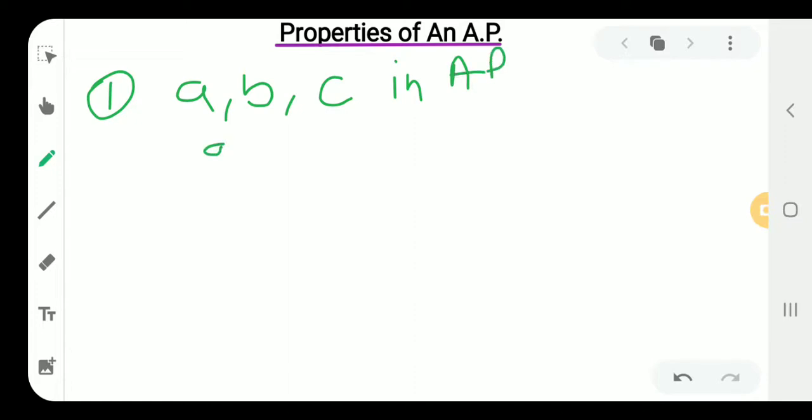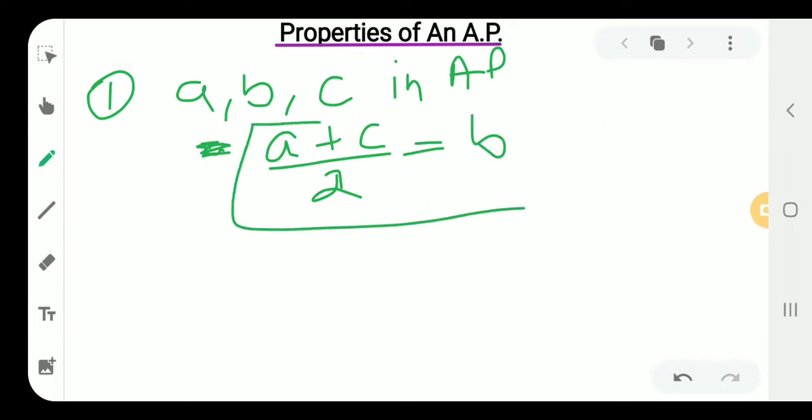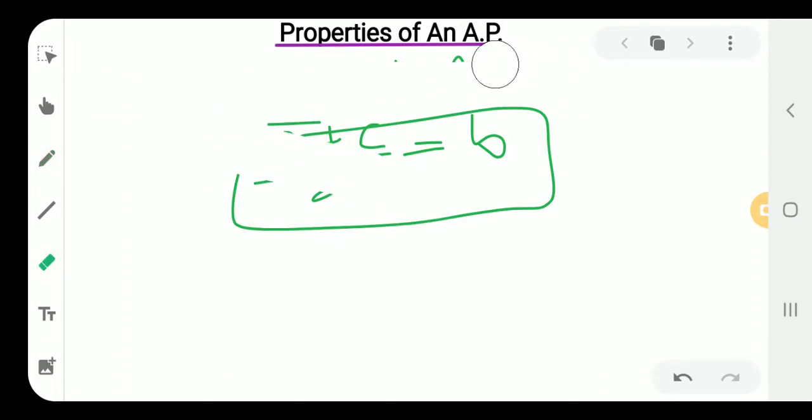Today I am going to tell you about the properties of an arithmetic progression. The first one is, if three terms A, B and C are in AP, then A plus C upon 2 is equal to B, or the arithmetic mean of A and C is equal to B.